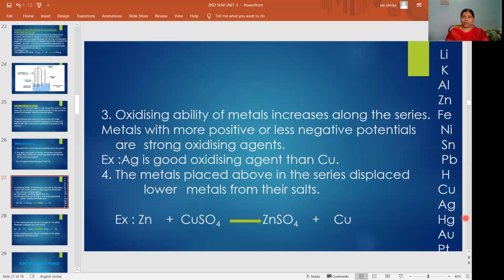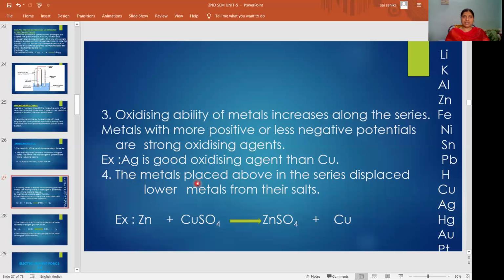And the metals with more positive or less negative potentials are good oxidizing agents, are strong oxidizing agents. So if you take silver, silver is a good oxidizing agent than copper. So here copper is above, silver is below. So this will be the good oxidizing agent, okay, than this copper.